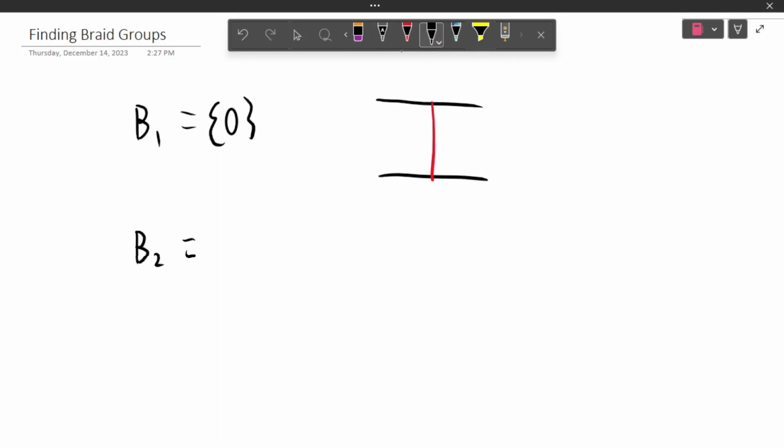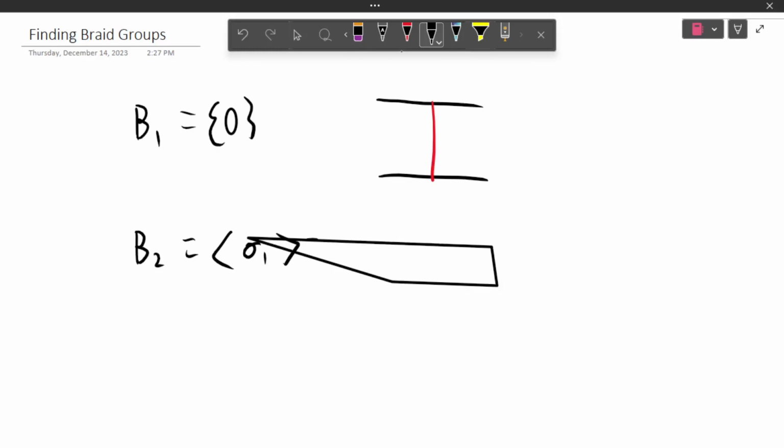For beta sub 2, what happens here is you get the group generated by just sigma 1. There is no sigma 2, so the 3-string relation doesn't really occur. So it turns out this one is the free group on one element, which is isomorphic to the set of all integers. And what this is doing is it's telling us how many times we're twisting.